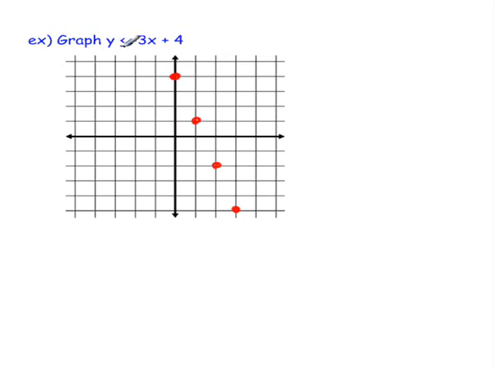y is less than or equal to. It has an equal to sign, so I'm going to have a solid line, including all points on that line will be true. Now let's look at it as far as shading goes.